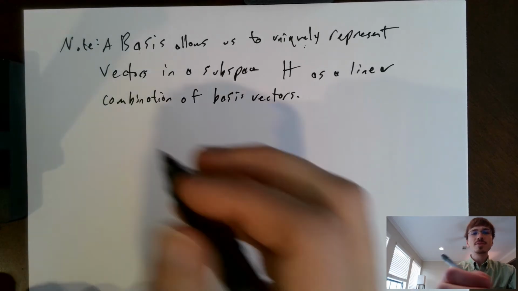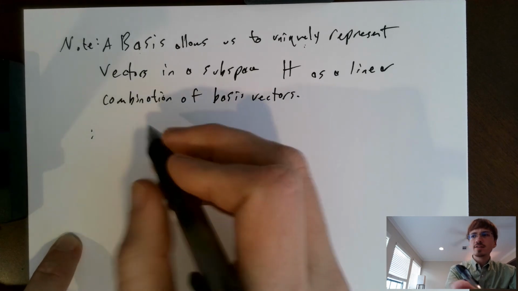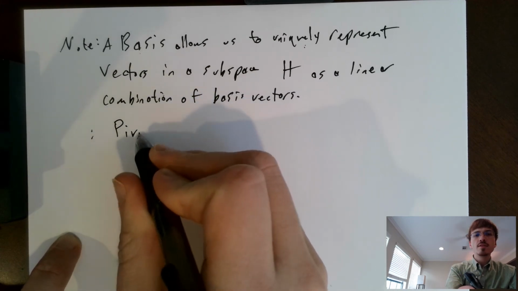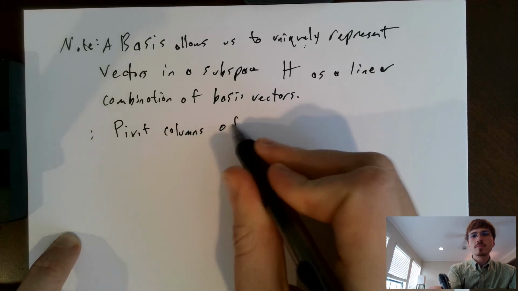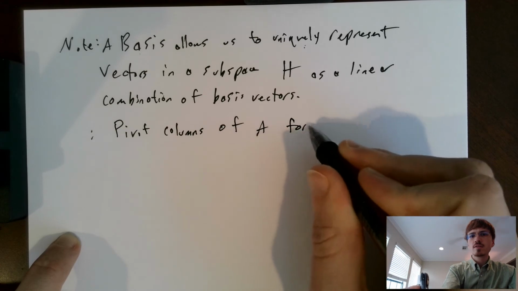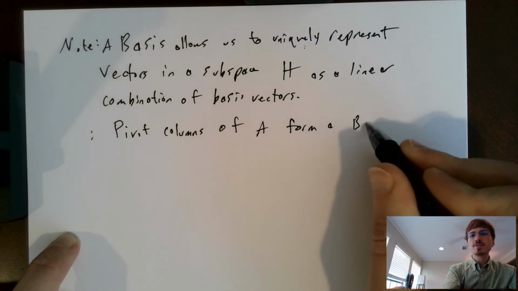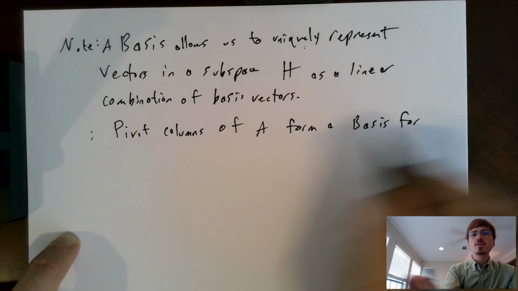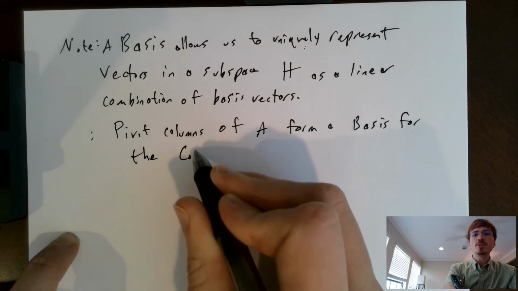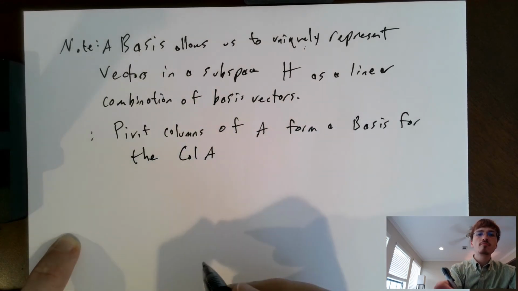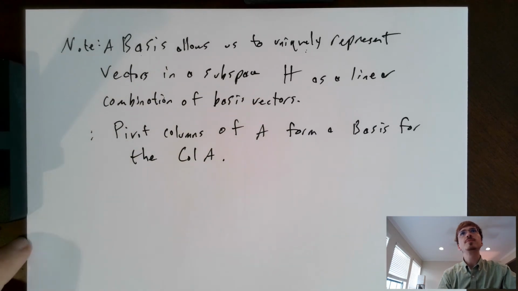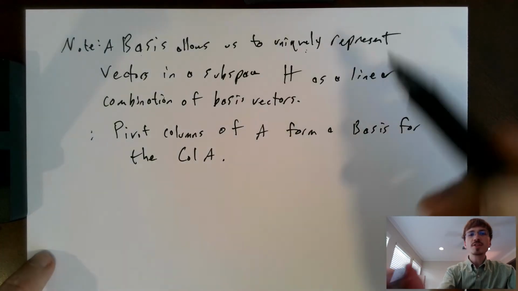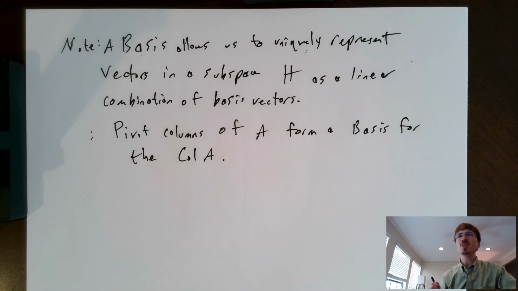And as another note, we know that the pivot columns of a matrix A form a basis for the column space of A. And we've also seen this as well. So that's kind of interesting. All right, so let's go back and talk about this unique representation idea.